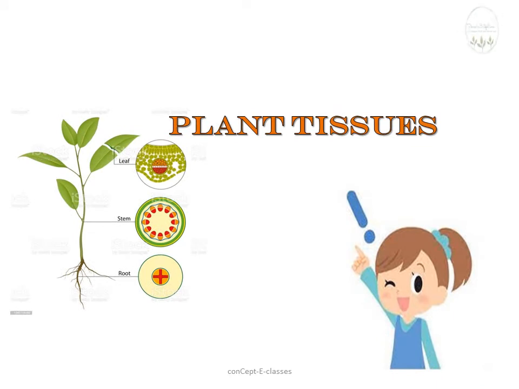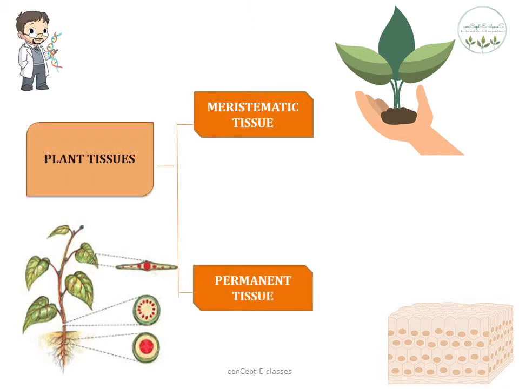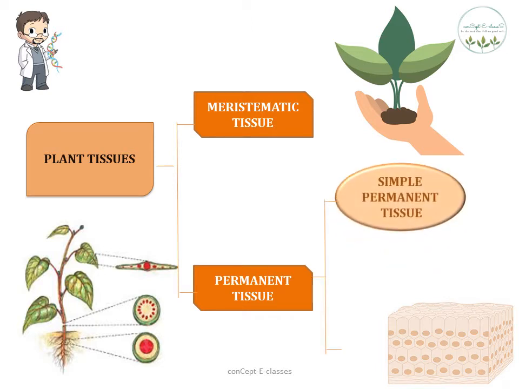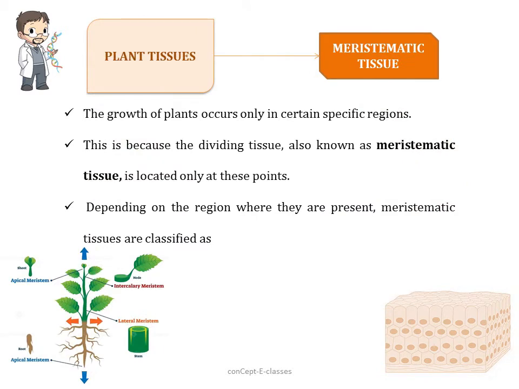First, let's deal with plant tissue. Plant tissues can be classified into two types: meristematic tissue and permanent tissue. And permanent tissue is again subdivided into simple permanent tissue and complex permanent tissue. Let's discuss each of these classifications briefly. First, let's study meristematic tissue.